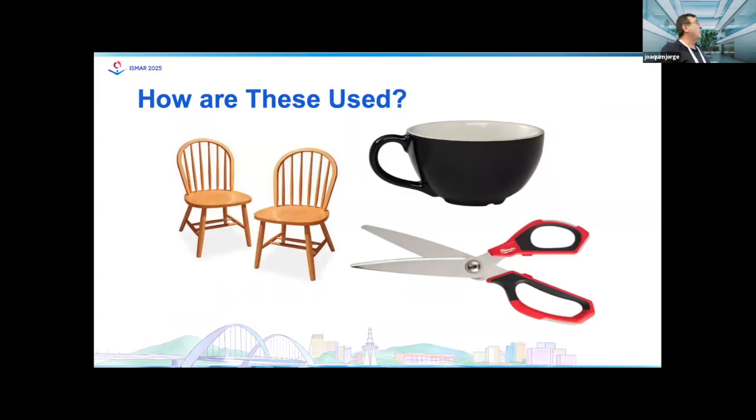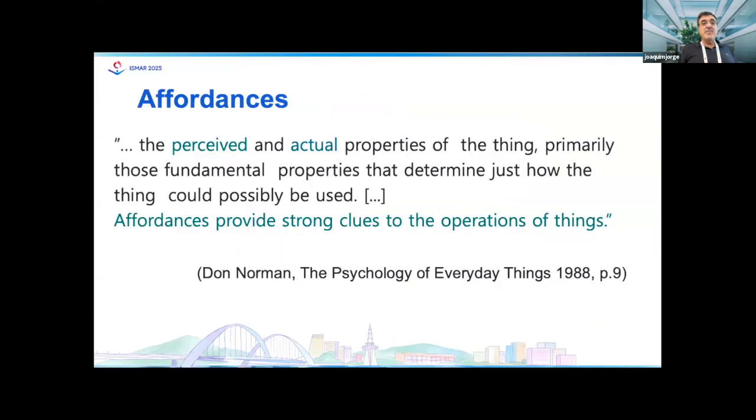Okay, what can you do with this object? You can sit on it, right? Its shape suggests how to handle it. How do we handle these scissors? This shape also suggests it. The collective name for this is called affordances. Exactly. Yes, affordances are important. They are the most important way of communicating to people how they can interact with the virtual environment.